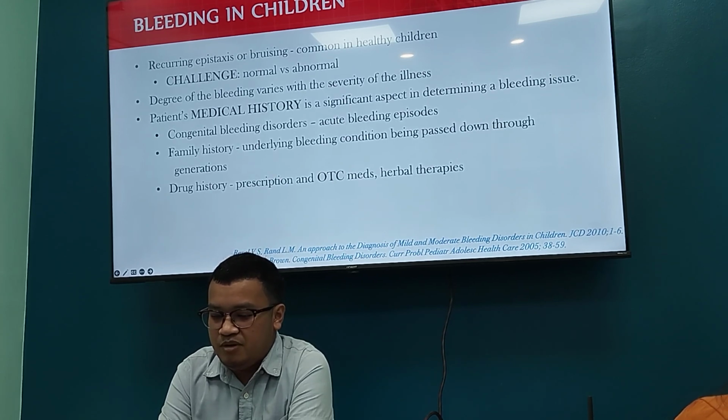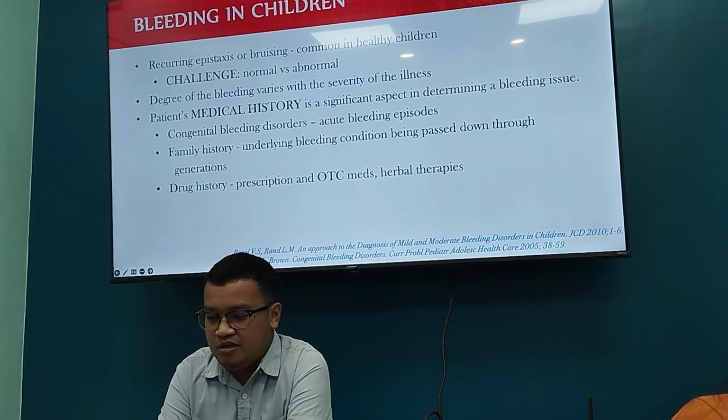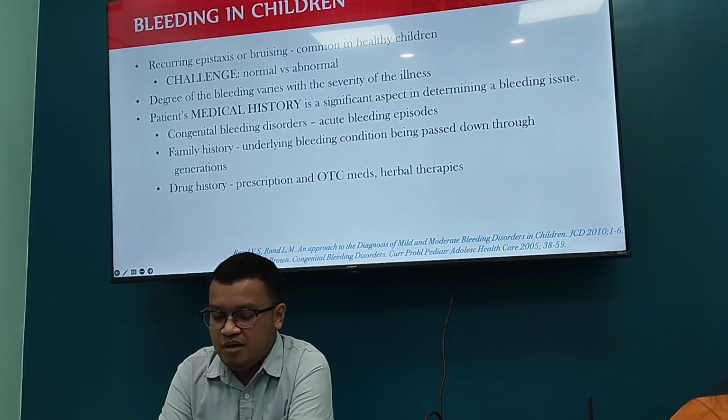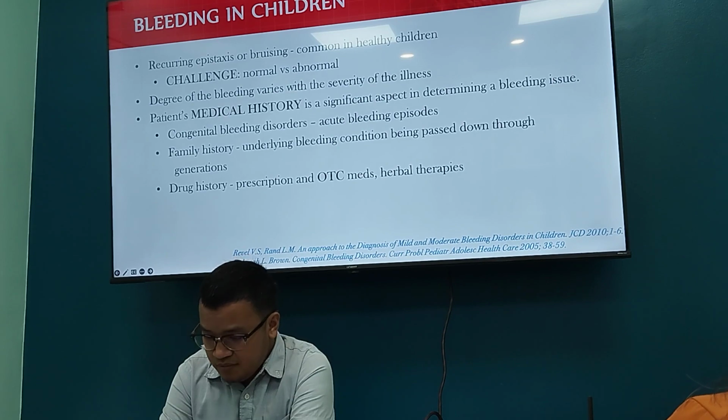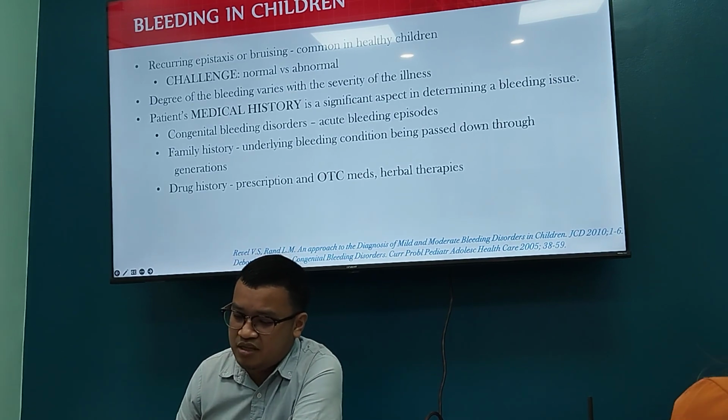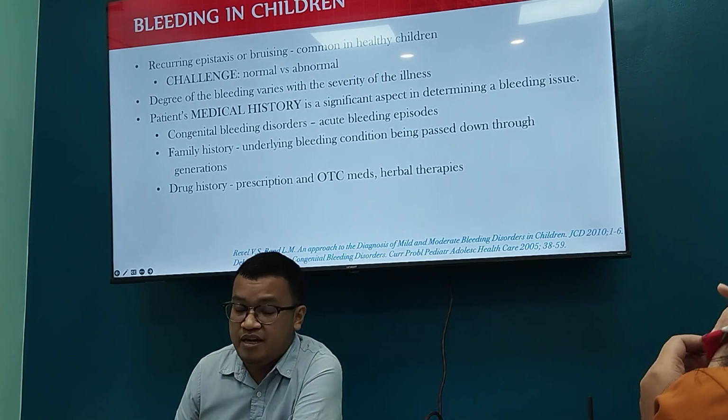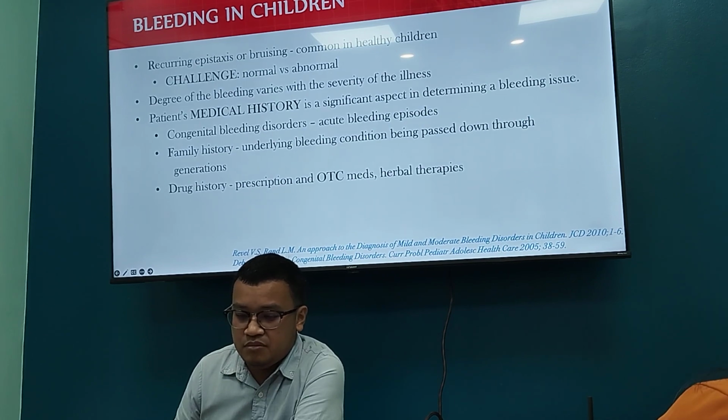The family history may reveal vital clues about the possibility of an underlying bleeding condition being passed down through generations. A drug history should be collected, including prescription and over-the-counter medications, as well as herbal therapies, which could be the source of the hemostatic disease. This may provide a clue to the clinician in determining whether the condition is hereditary or acquired.